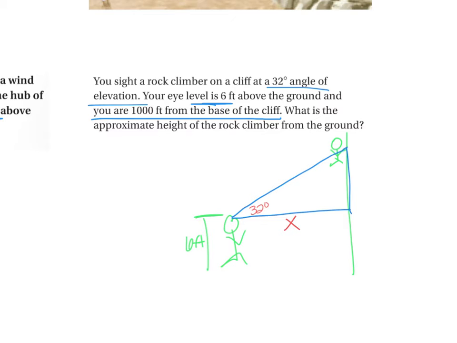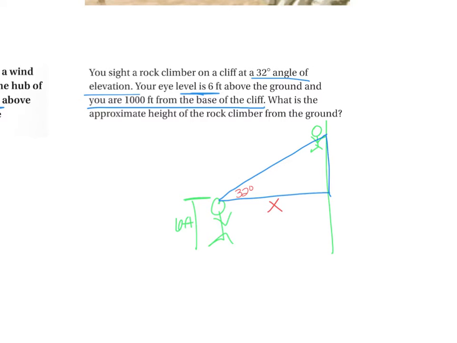And then what is the approximate height of the rock climber from the ground? So rock climber from the ground would be here to here. And we know that from here to here is 6 feet, right? So that's the ground. All right, so obviously this isn't drawn to scale, but it's okay.